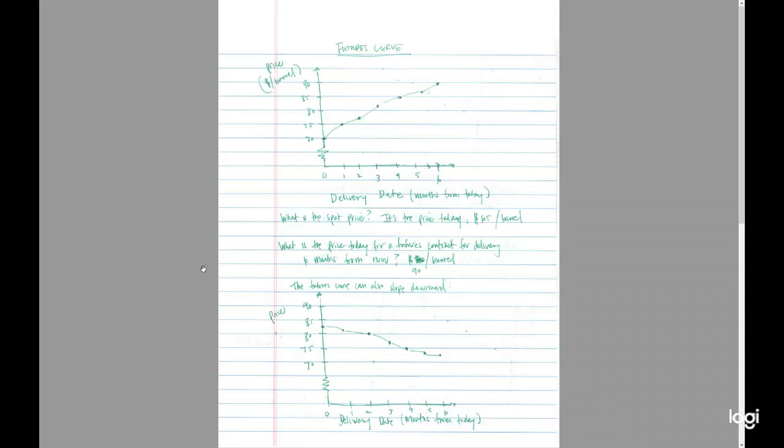This is a short description of futures curves. The graph at the top of this page shows us the futures price for a contract that expires in 1 month, 2 months, 3 months, etc., all the way up to 6 months, or in other words, delivery date in 1, 2, 3, 4, 5, or 6 months.